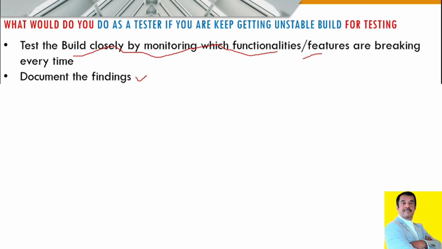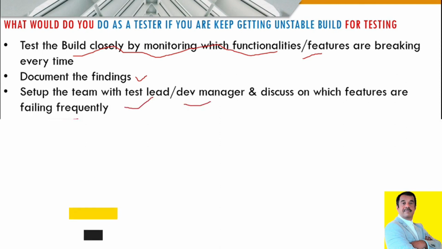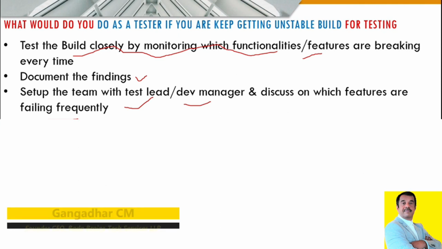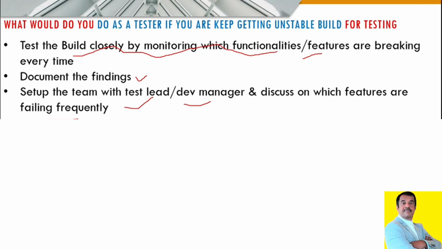Then once you document all your findings, set up a meeting with a test lead or a dev manager and discuss with them what challenges you are facing, especially in terms of test cases frequently failing in certain areas or certain features. Because of that, the build itself becomes very unstable.